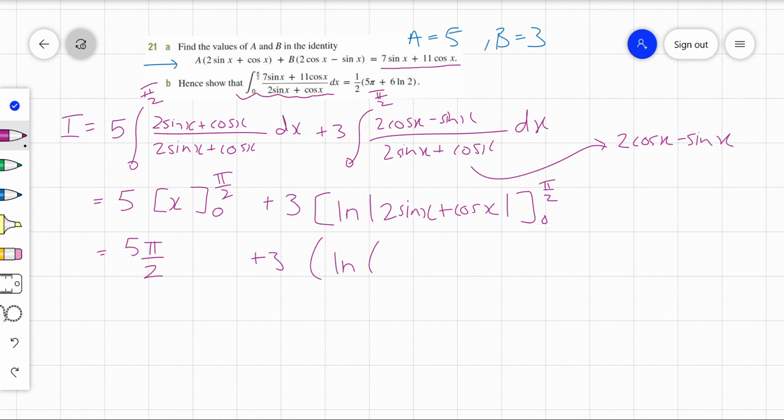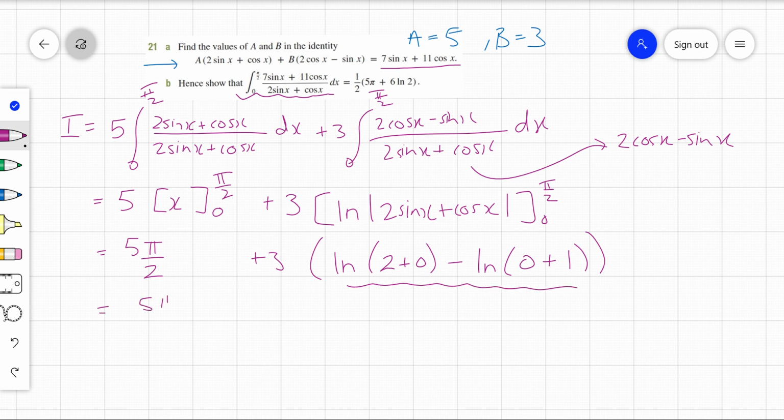Here, 2 sine, I'm going to sub in pi on 2 first. So 2 sine pi on 2 is 1. So 2 times 1 is 2. Plus cos pi on 2 is 0. So that's going to just, I'll put it there anyway. Minus log of, now I'm going to sub in 0. 2 sine 0 is 0. And plus cos 0 is 1. And we know that log 1 is 0. So this just becomes log 2 minus log 1. So it's just log 2.